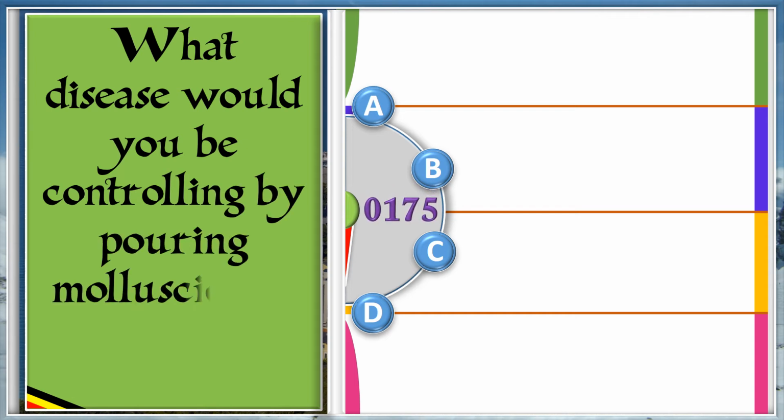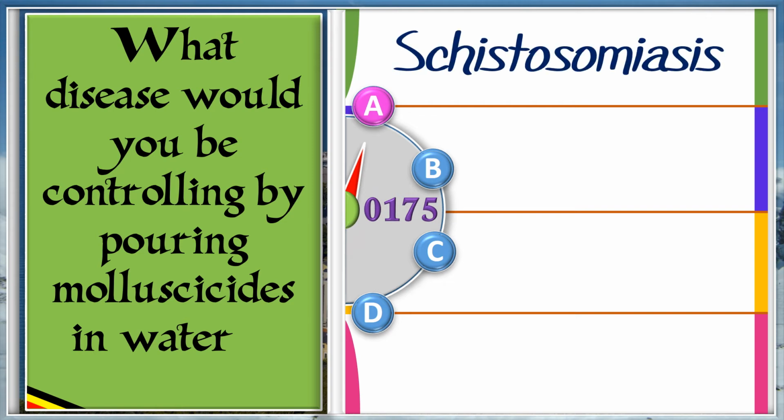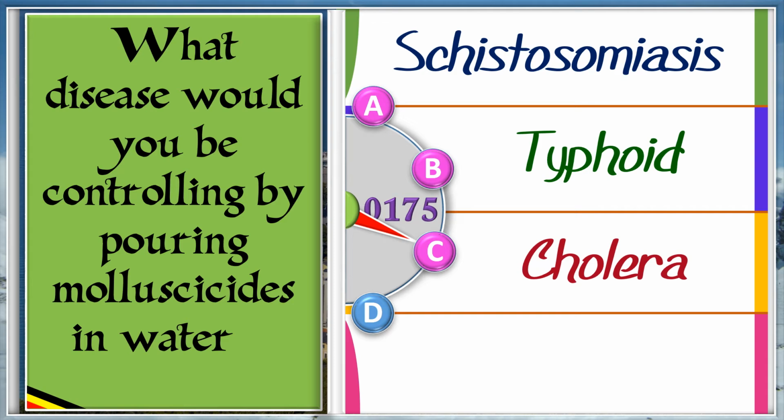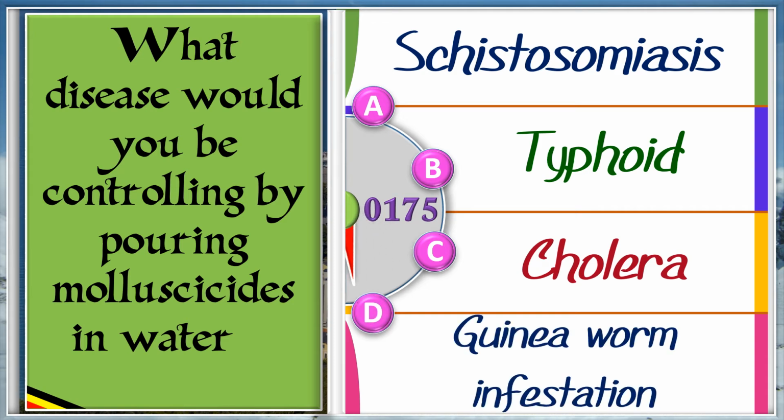What disease would you be controlling by pouring molluscicides in water? A. Schistosomiasis. B. Typhoid. C. Cholera. D. Guinea worm infestation. And the answer is A. Schistosomiasis.